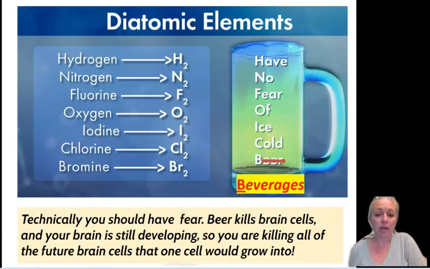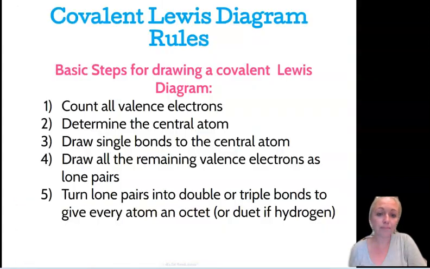There is also a mnemonic device. Have no fear of ice-cold beverages, because you should have a fear of beer because your brain isn't finished growing yet. So if you kill brain cells, that doesn't only kill your current brain cells, but it also kills the potential of future brain cells. So you should have a fear, but it's a good mnemonic to help you to remember the diatomic elements.